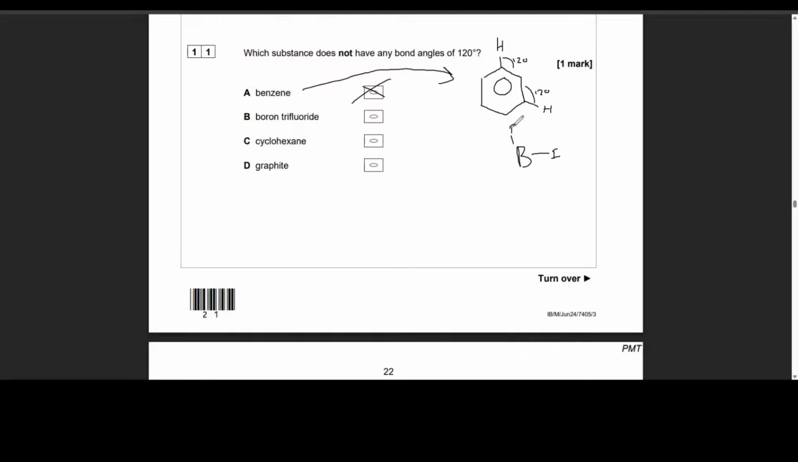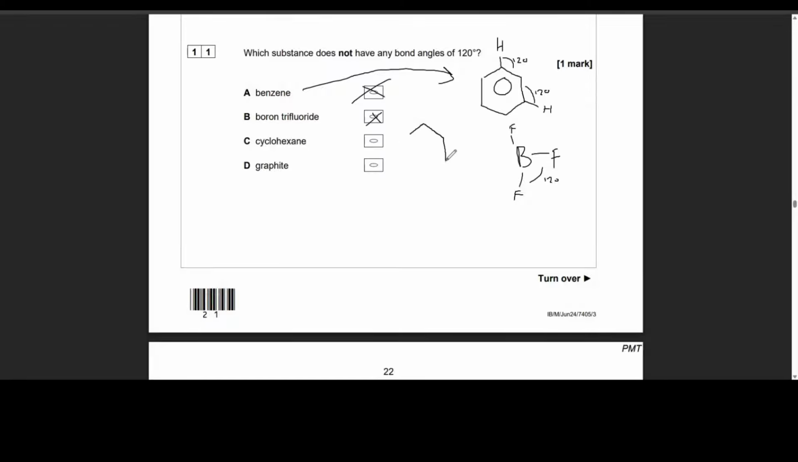Now, boron is a group 3 element, 3 electrons in the outer shell. It's bonded to 3 fluorines in boron trifluoride. Therefore, it's going to be 120 degrees as well. There's no lone pair of electrons around there. So you're looking at 6 electrons, 3 pairs.